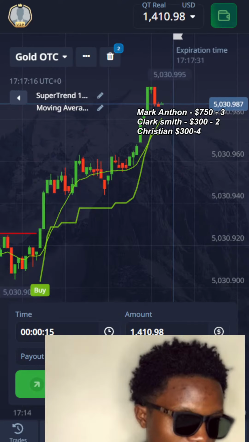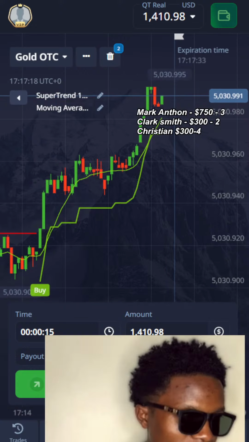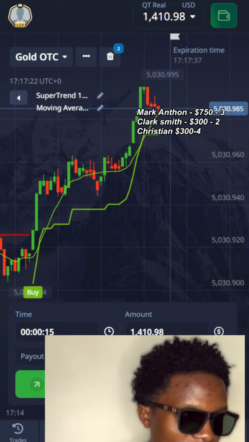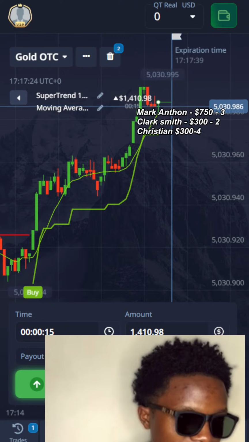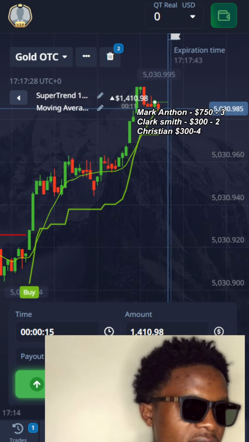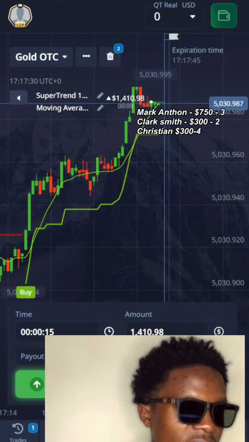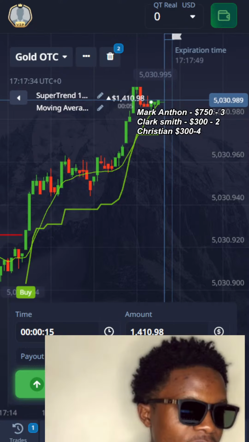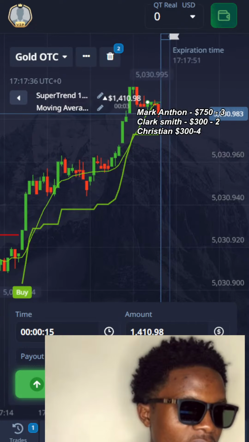Second attempt. What do we do? We are supposed to wait for the moving average. Once it touches the moving average like that, we go in for another buy. Let us take that buy once again. Let's go up.